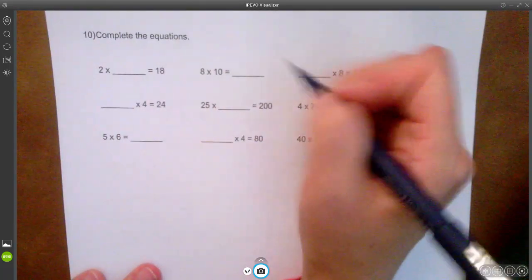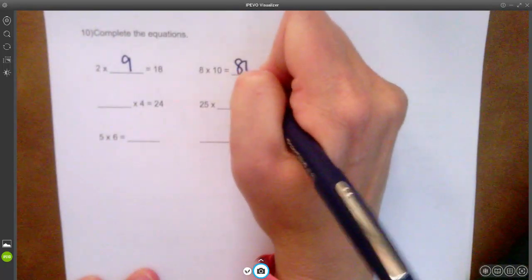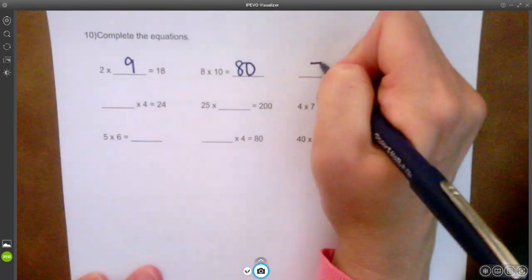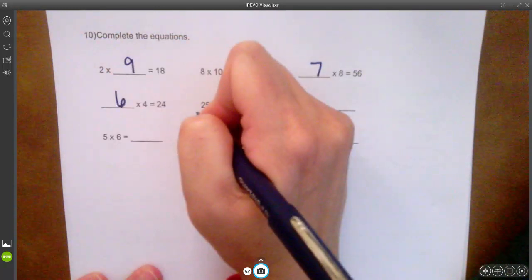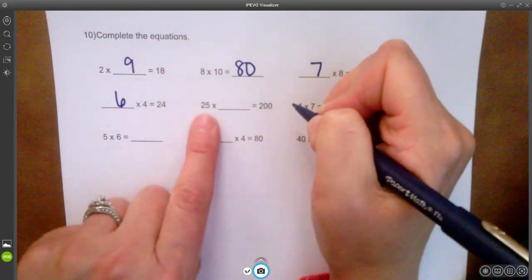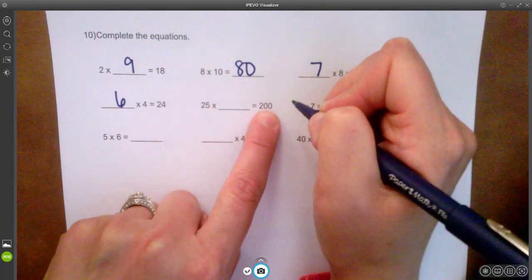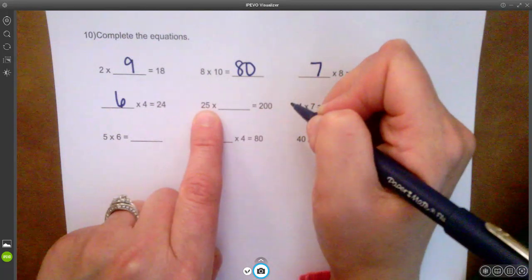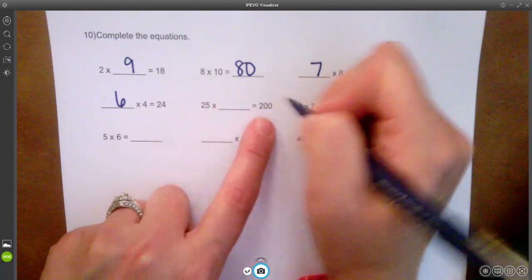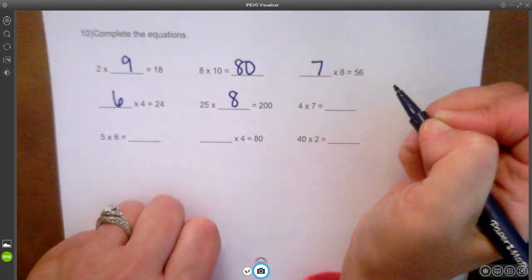All right, the last couple are some multiplication facts. 2 times 9 is 18. 8 times 10 is 80. 7 times 8 is 56. 6 times 4 is 24. You could think, how many 25s are in 200? I know that there are 4 25s. I'm thinking of quarters. 4 25s in 100. So there'd be 8 25s in 200.